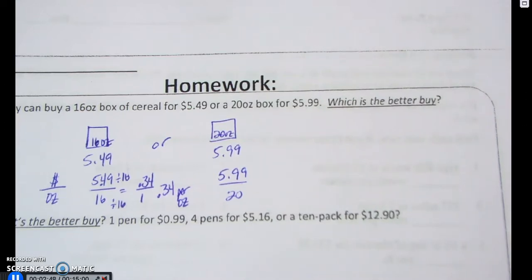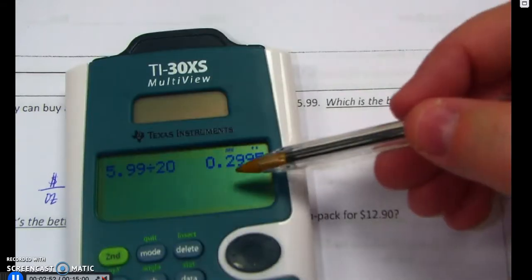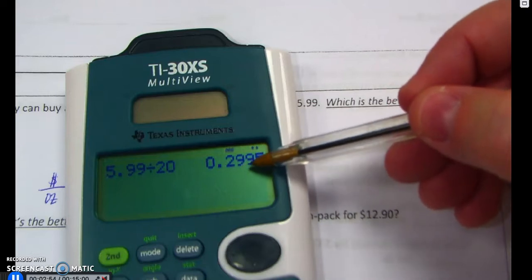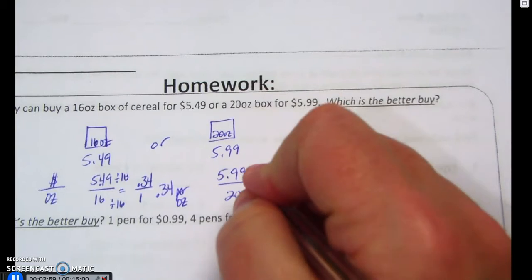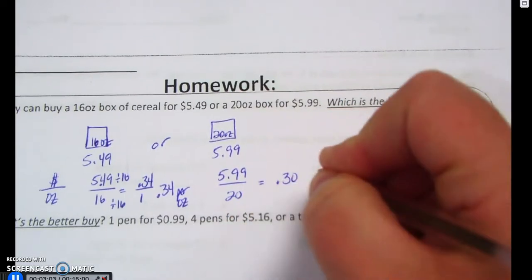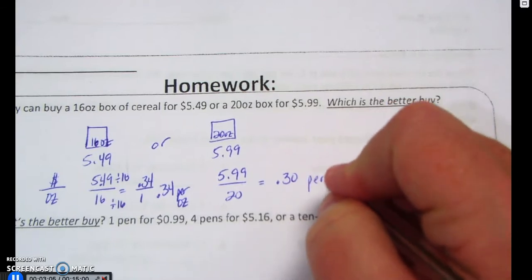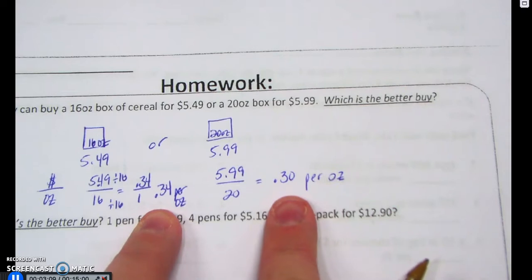Okay, and this one over here, $5.99 divided by 20. Look at what I'm getting there. Okay, looking at this 29 cents, when I look next door at that 9, it's going to round up to 30 cents. Okay, so this is equal to 30 cents per ounce. Now, which one do you want to pay? Do you want to pay 34 cents per ounce or 30 cents per ounce? I want to pay 30 cents per ounce.